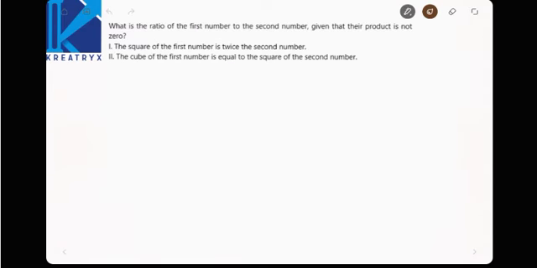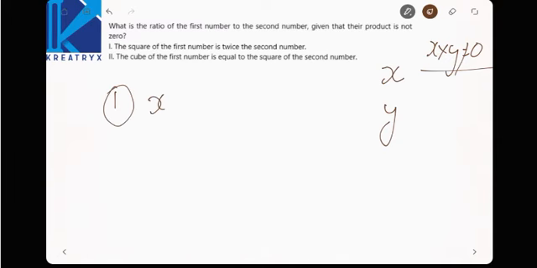Next question. What is the ratio of the first number to the second number, given that their product is not 0? Let us consider the first number as x, the second number as y, and x into y must not be 0. Now from the first statement, can you get anything? See here, the square of the first number, x square, is twice the second number. Can you get the ratio? No, you have to get the ratio as x by y, right? Can you get it? No, you can get the value of x square by y.